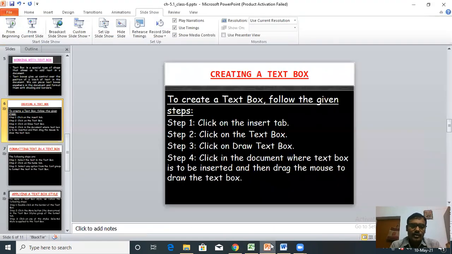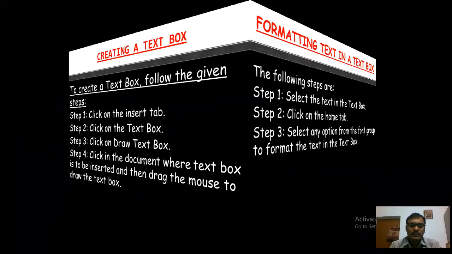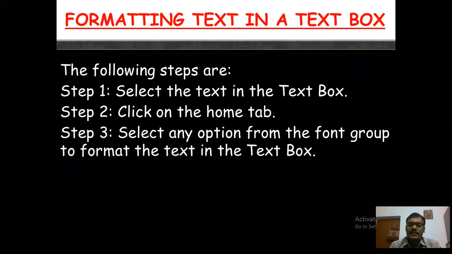Now coming to the next topic. Next topic is formatting text in a text box. The following steps are, for formatting text in the text box, you have to follow the given steps. First, step number 1, select the text in the text box. And step number 2, click on the home tab. Step number 3, select any option from the font group to format the text in the text box.